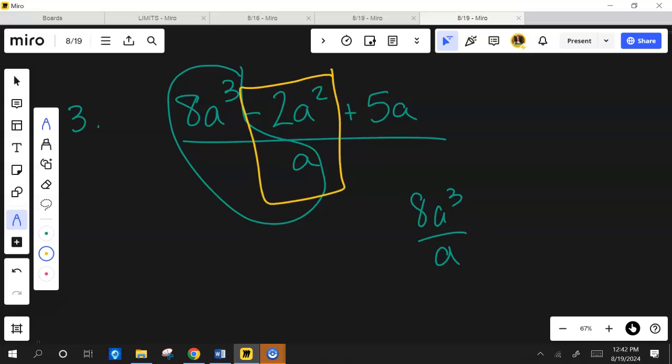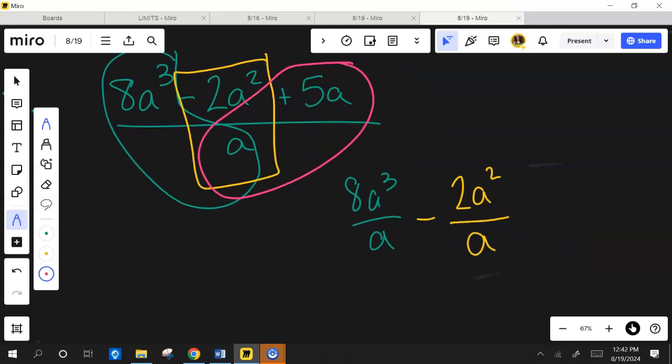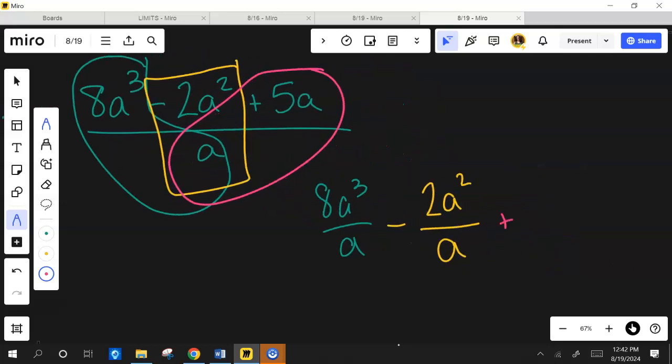Keep the sign with it. What's the sign that's with it? Subtraction. Minus 2a squared over what? A. What's my third fraction look like? Plus or minus? Plus 5a over a.